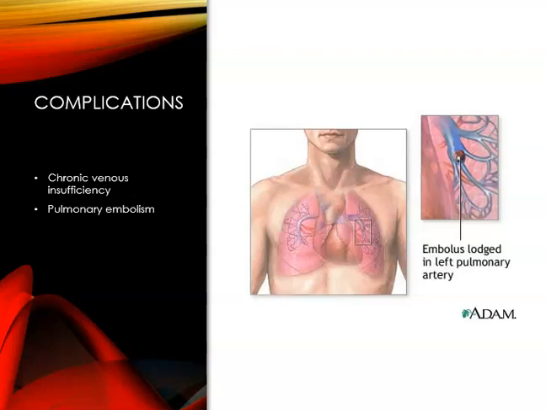Complications. These patients can have chronic venous insufficiency because of damage occurring to the valves, and that impairs directional flow. PE, or pulmonary embolism, is going to be a major complication, and that occurs when a clot fragments or breaks loose from the vein wall.